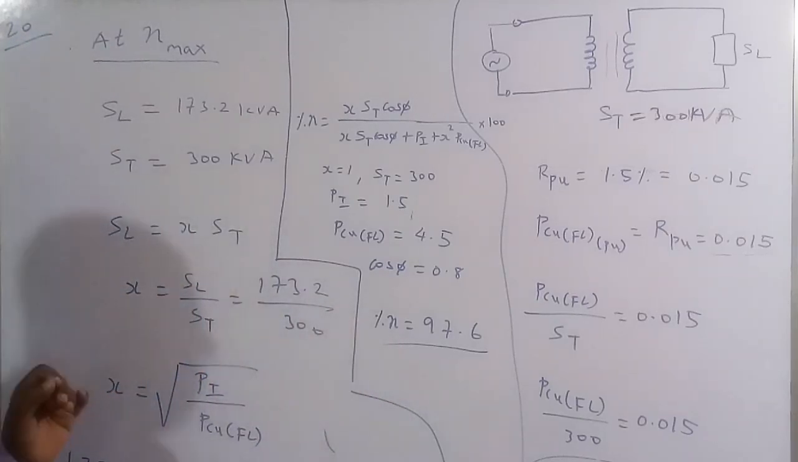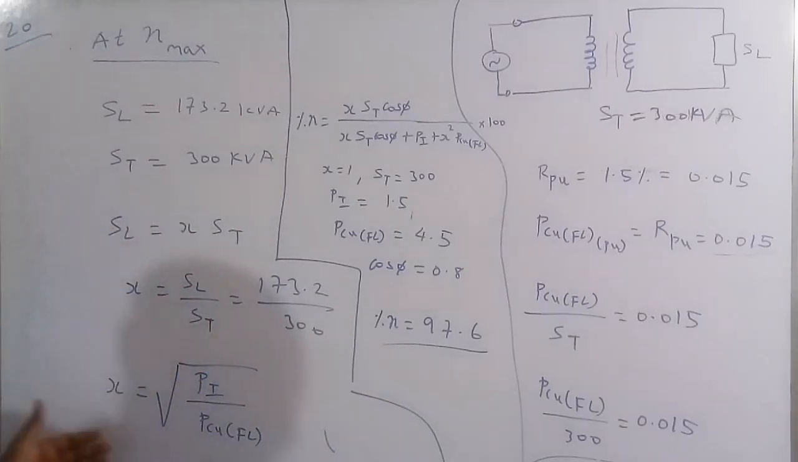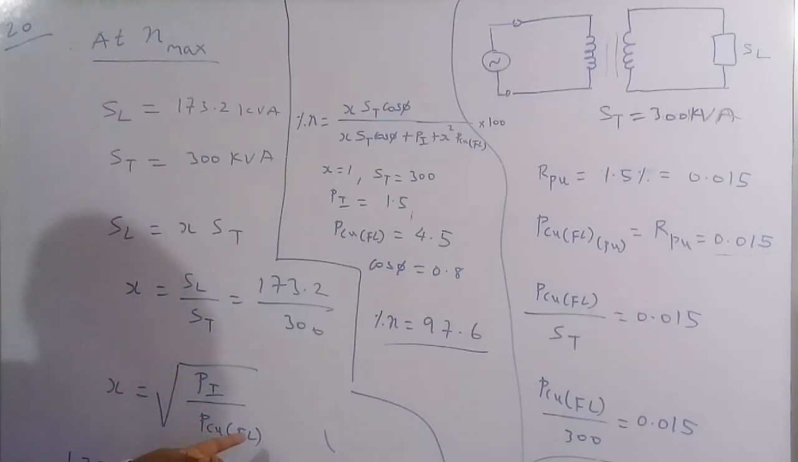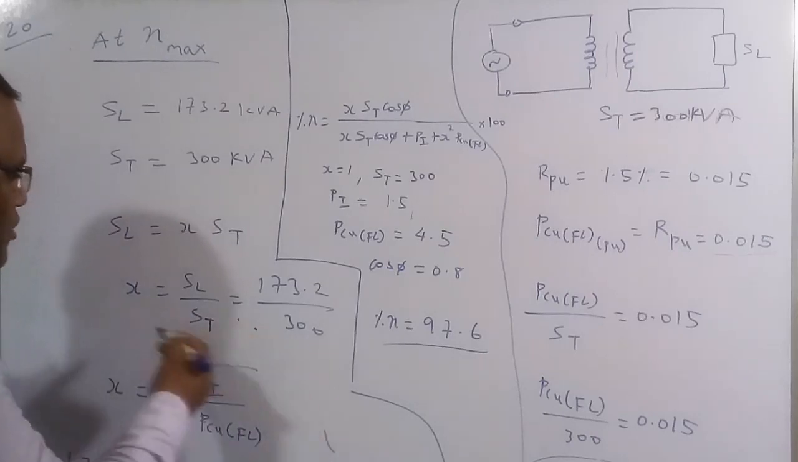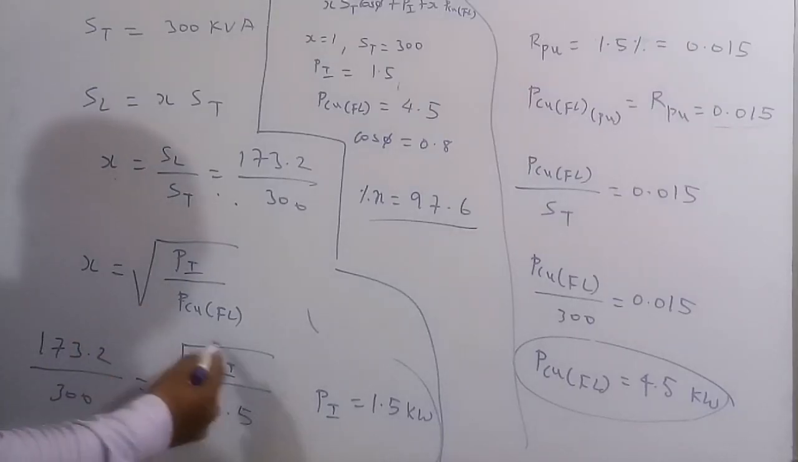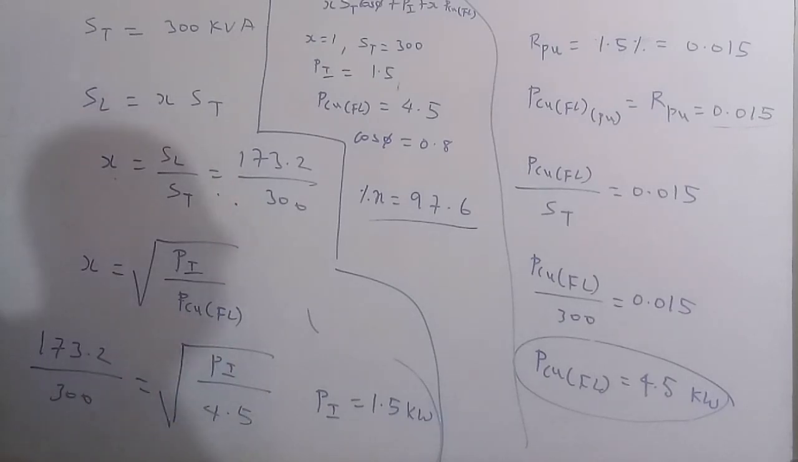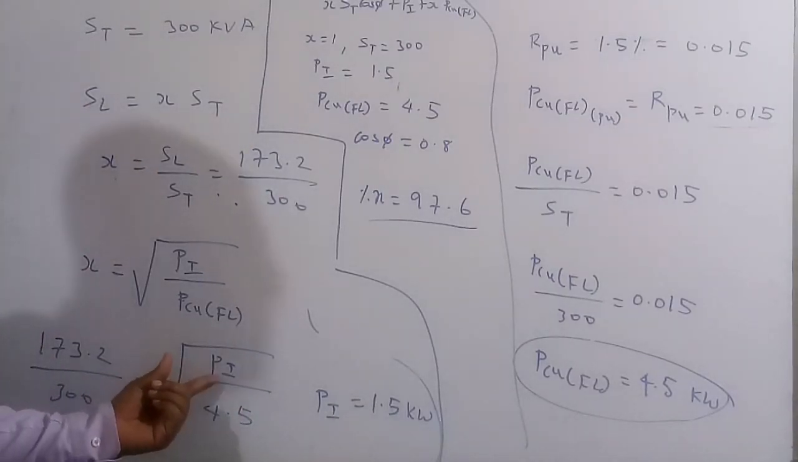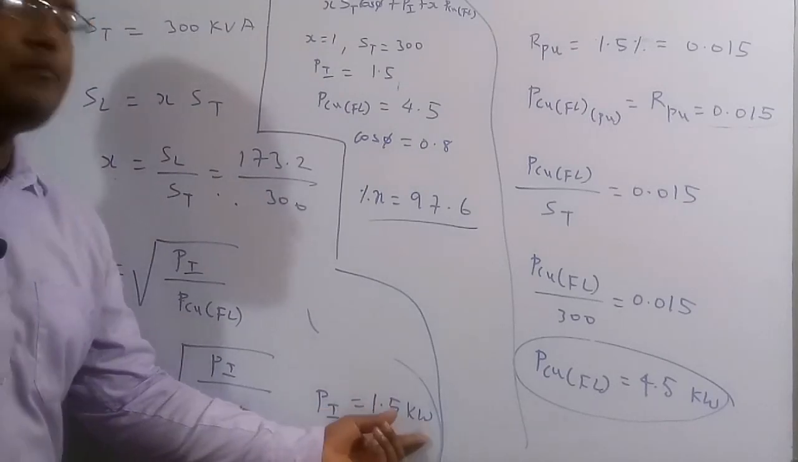At maximum efficiency we also know another value of X, which is X equal to the square root of iron loss by copper loss. These are the actual values. Now I am going to equate these two equations because it is X in both. So 173.2 by 300 is equal to the square root of iron loss Pi by copper loss at full load, which we have just calculated as 4.5. Substituting 4.5, we get only one equation with one unknown, which is the iron loss. Therefore the iron loss is equal to 1.5 kilowatt.